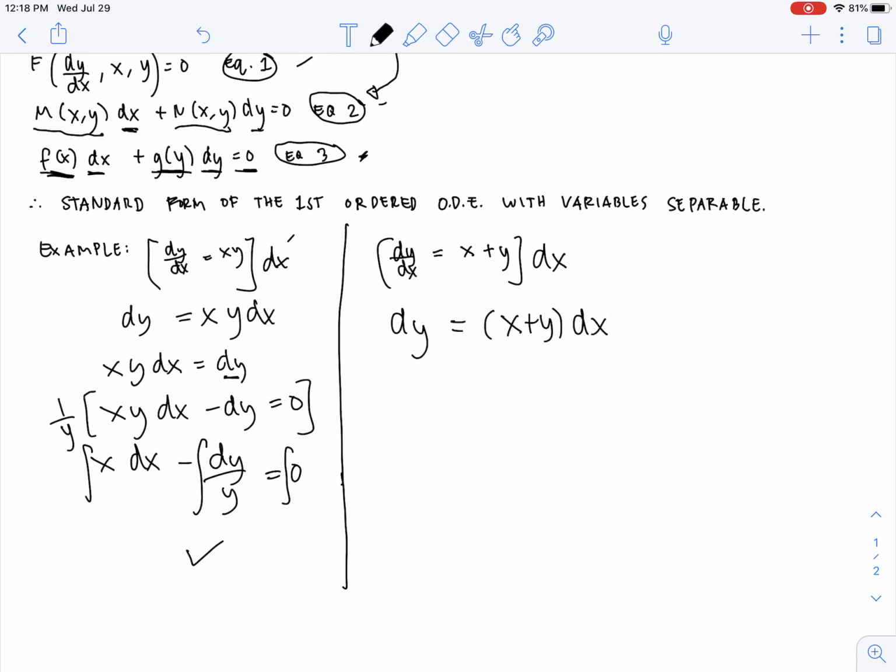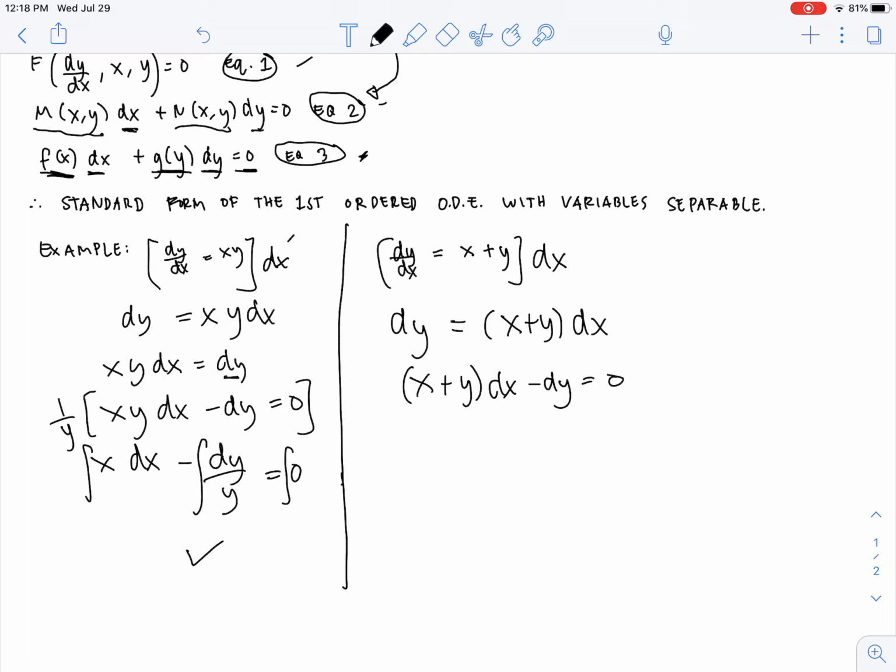Okay, next is we flip it, or let's just visualize that it flips because it's necessary. So it becomes (x plus y) dx minus dy is equal to 0. I hope you understand that. Okay? Next thing to do, this is now in equation number 2.